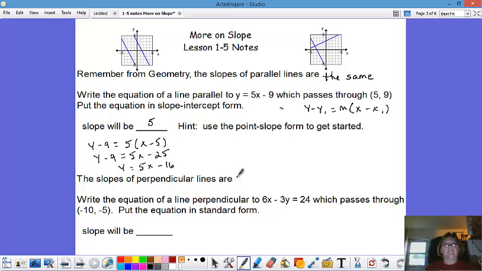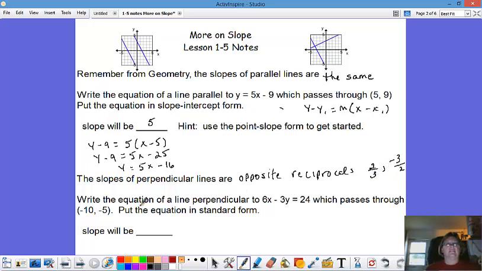I hope that's got you thinking a little bit, because the next question we're going to ask you is about the slopes of perpendicular lines. Do you remember what that is? The slopes of perpendicular lines are opposite reciprocals, or some people say negative reciprocals. Let me write that. An example might be 2/3 and negative 3/2. Opposite sign and upside down.